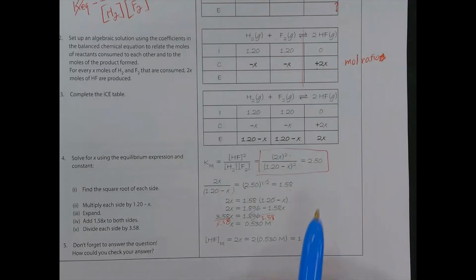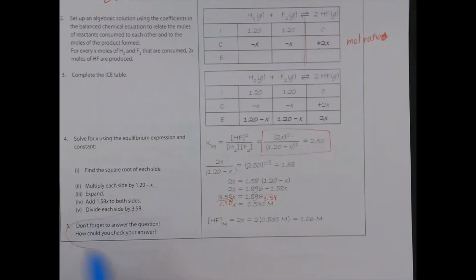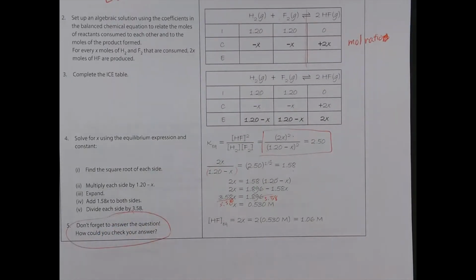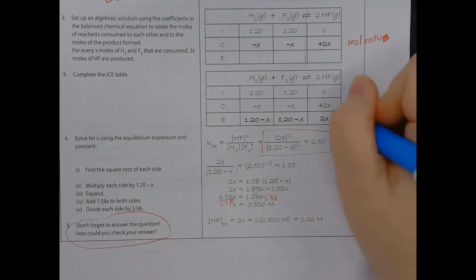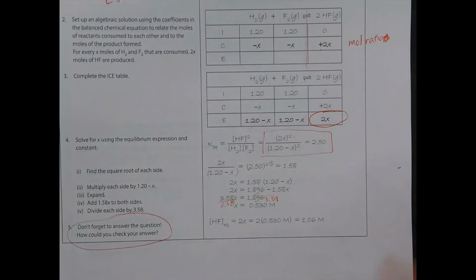Now, this doesn't answer our question. You'll notice on the left side over here, it says, don't forget to answer the question. The question is, what is the concentration of HF at equilibrium? So what we need to do is look back at that equilibrium and say, well, it's 2 times our x value. X is not our answer here. It's just helping us get there.